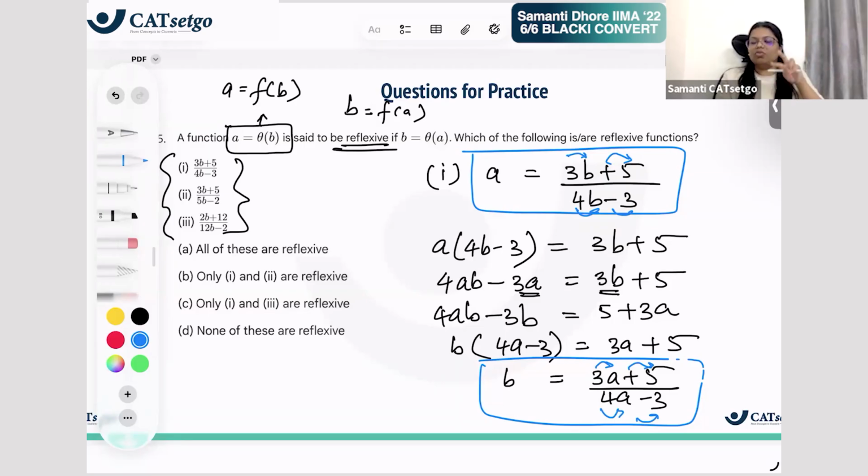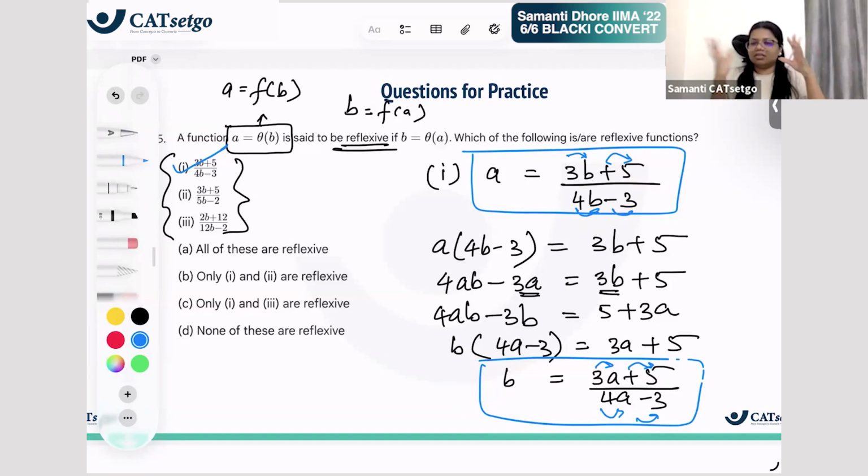Yes, yes. Do all of us understand? So this is what reflexive function is. So is 1 a reflexive function? Yes, it is. Now you will have to solve similarly for 2 and 3 and then tell me if they are reflexive function or not. ठीक है? And accordingly you will mark out of A, B, C and D what is the right answer.